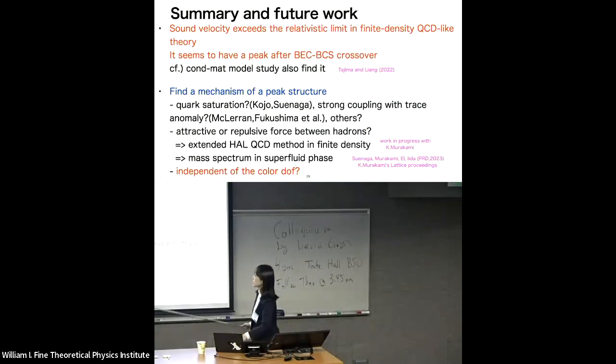Okay, this is a summary slide. Actually, we found the sound velocity exceeds the relativistic limit in a finite density QCD-like theory. And one of the most important questions is what the mechanism of such an excess or peak structure of sound velocity is. And according to several effective model analyses, there are several scenarios: quark saturation given by Kojo-san and Suenaga-san, and strong coupling with trace anomaly given by Larry and Kenji.